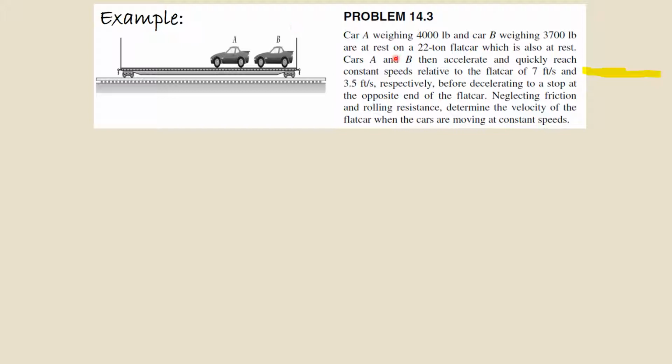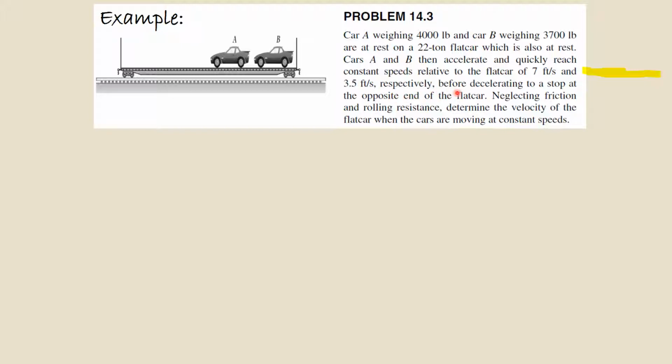Okay, so are you taking all this in? So we're starting from rest. Everything is at rest. Car A and B then accelerate and quickly reach constant speeds relative to the flat car of 7 feet per second and 3.5 feet per second respectively.